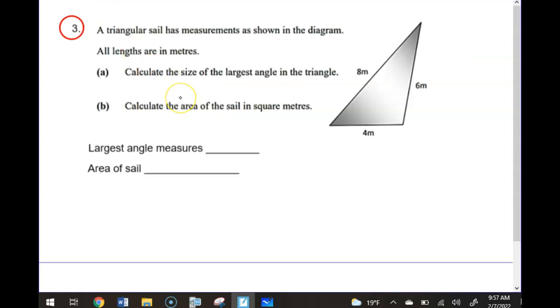All right, I want to do number 3 with you because it has 2 things on it that we have not reviewed yet today. So let's do this one together. Calculate the size of the largest angle. Where's the largest angle in this picture? It's got to be across from the longest side over here, yes? Okay, so I'm just going to call this x.